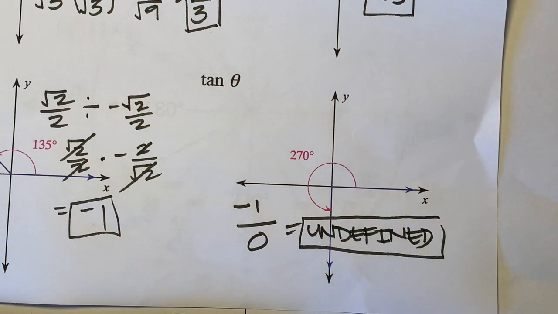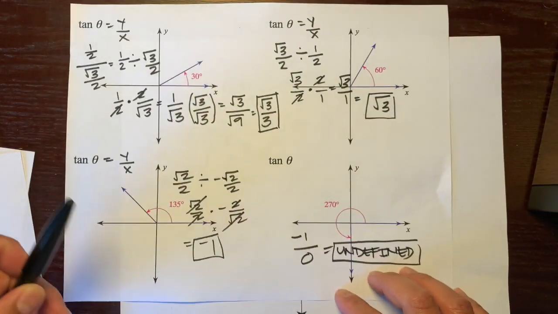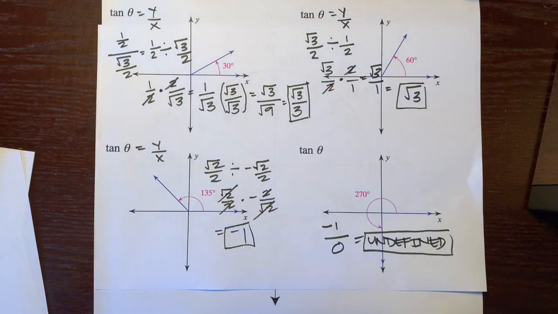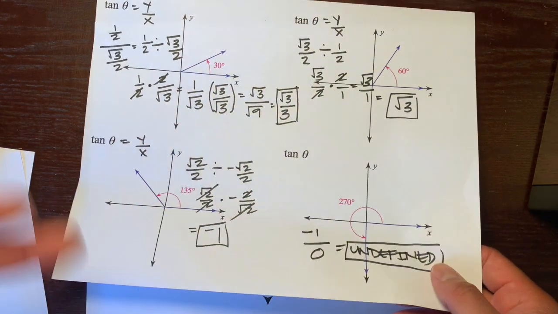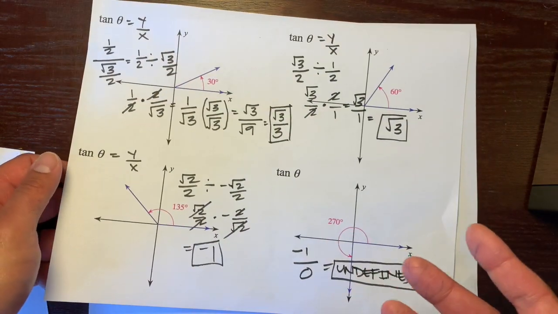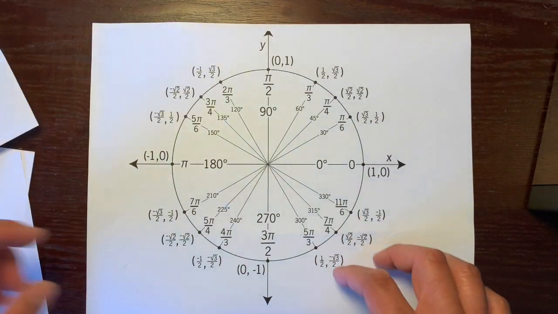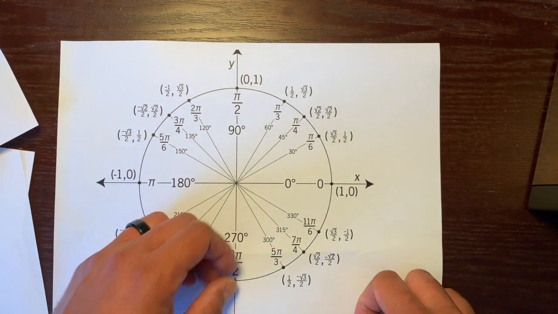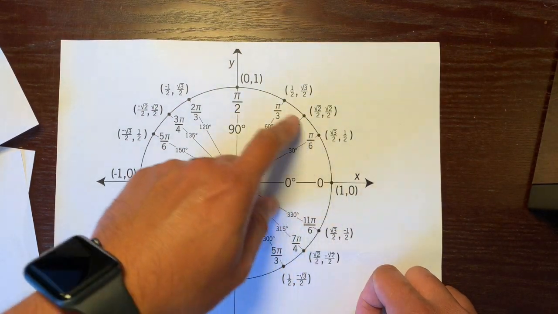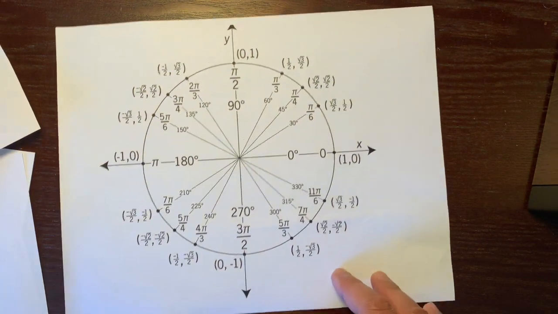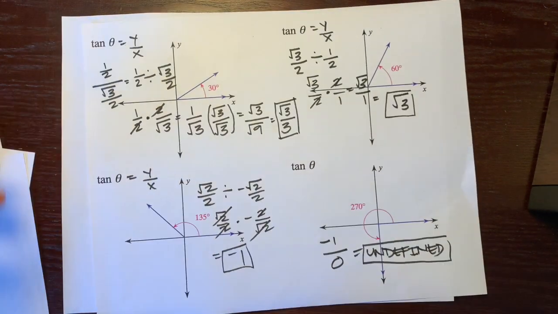So that's how you find the tangent values in a unit circle. And the same process, you can use the same process if they didn't give you degrees, but they gave you radians. So if they asked for the tangent of pi over 3, just again, take the y over the x. So that's how you find the tangent in a unit circle.